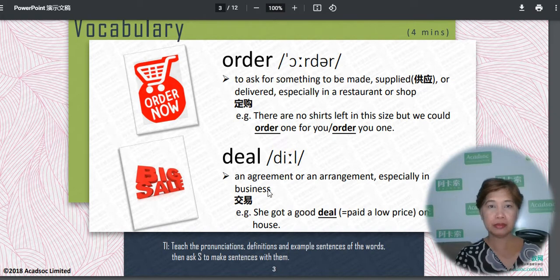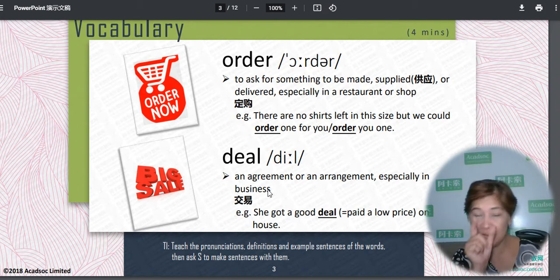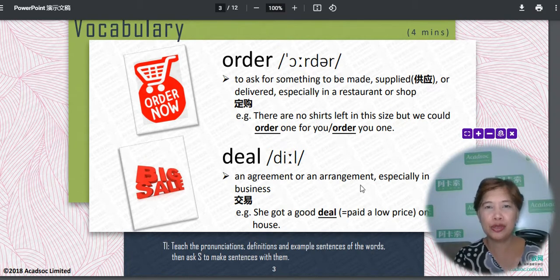It is also your way of knowing if there is an error in grammar, and sometimes the student himself would notice that there is something wrong in the grammar of that particular sentence. So you will only be doing that with all the words that you will encounter here. The next word is deal.